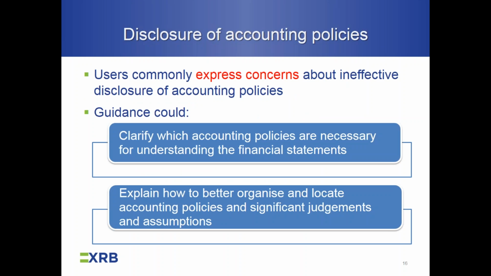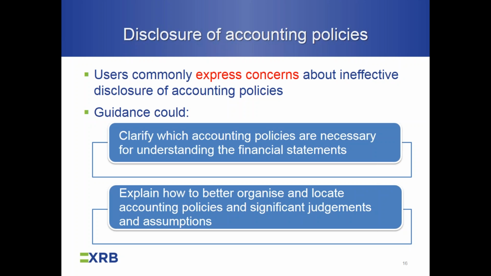Section 6, Disclosure of Accounting Policies. This section considers concerns that the IASB has heard around how accounting policies are disclosed in the financial statements, including that entities often don't distinguish between accounting policies necessary for users to understand the financial statements and other accounting policies. The discussion paper considers guidance to help entities provide users with more informative accounting policy disclosures.